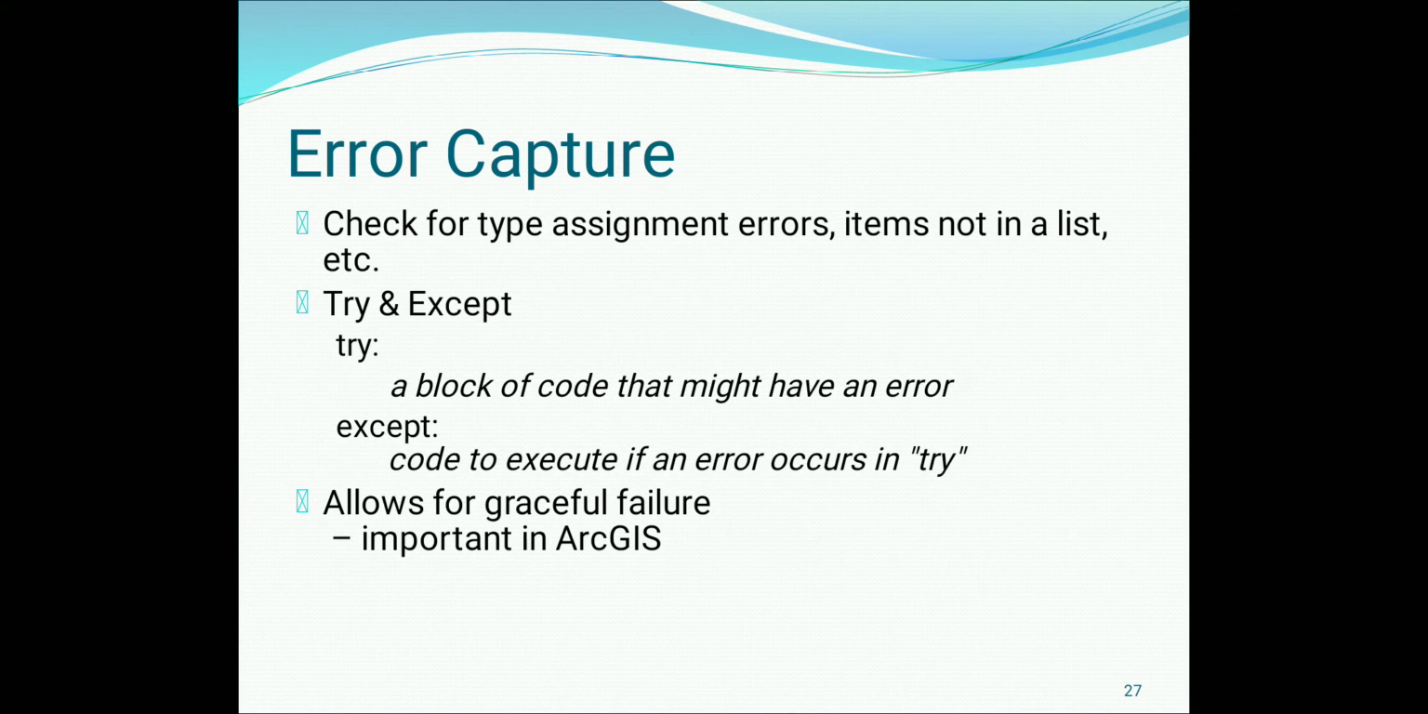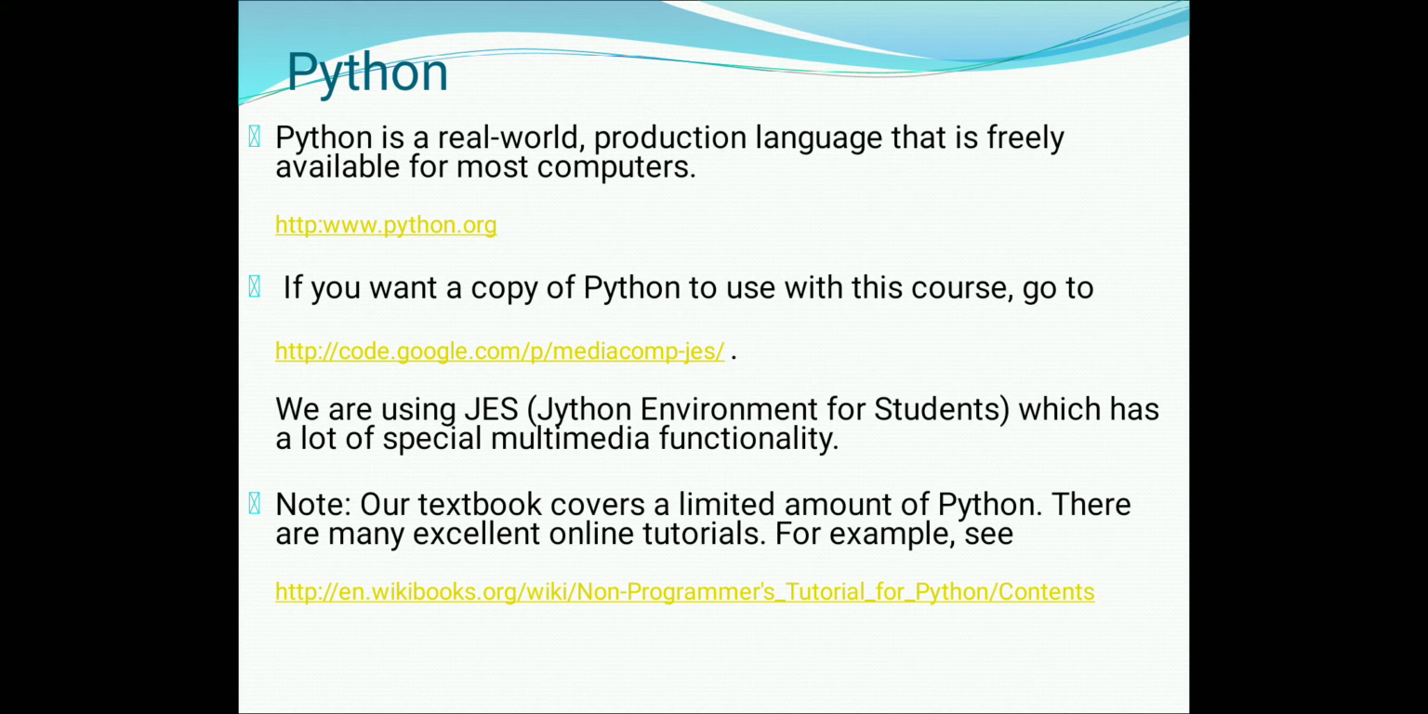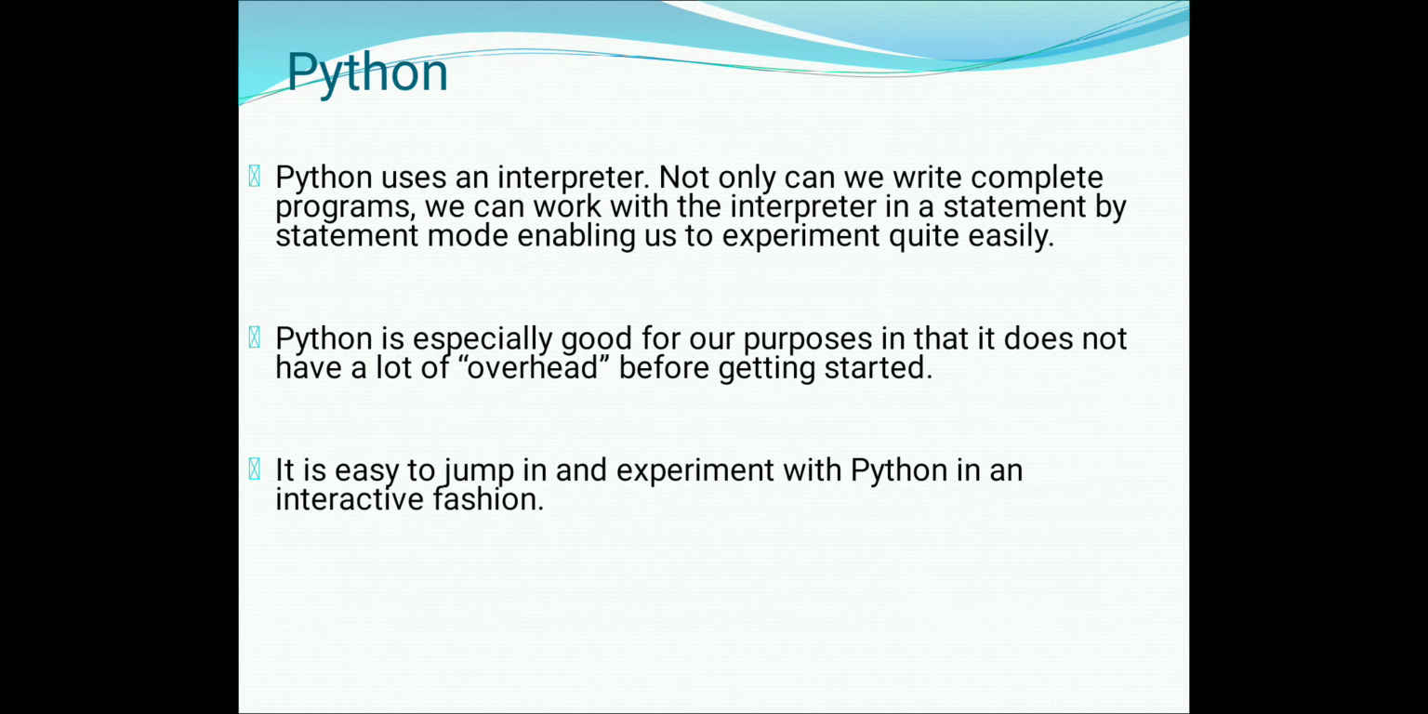Error capture. Check for type assignment errors, items not in a list, etc. Try and except. Try a block of code that might have an error. The except code is executed if an error occurs in try. Now, Python is a real-world production language that is freely available for most computers. If you want a copy of Python to use with a course, now Python uses an interpreter. Not only can we write complete programs, we can work with the interpreter in a statement by statement mode, enabling us to experiment quite easily.